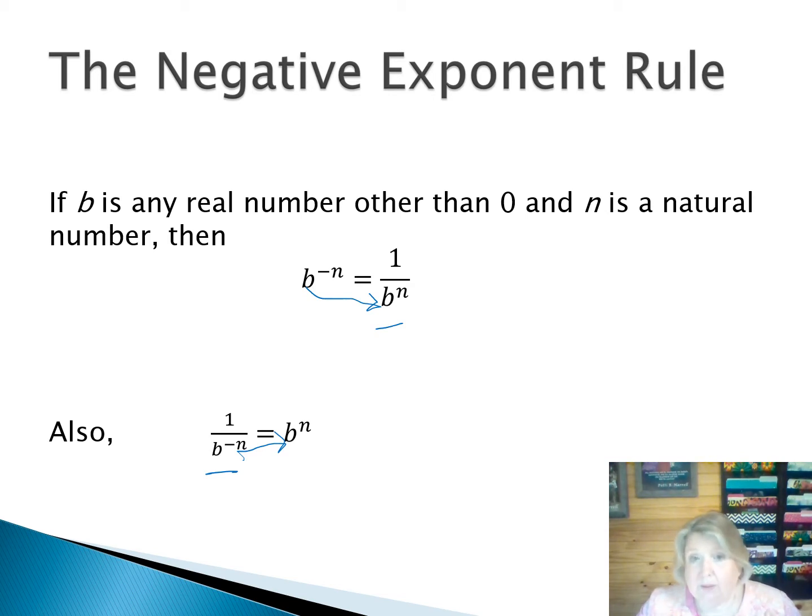So when you boil this down to very simply put language, if you have a base to a negative exponent, change the position of that base, numerator to denominator or denominator to numerator, and then make the exponent positive.